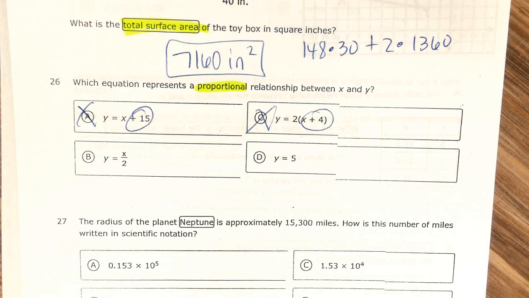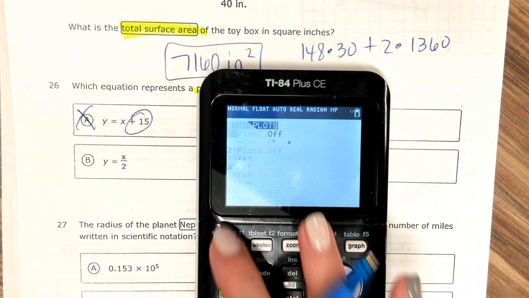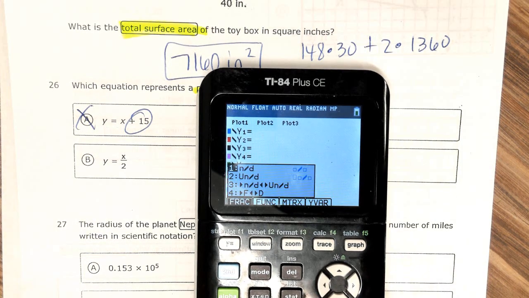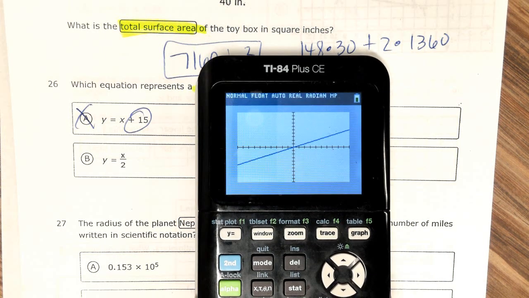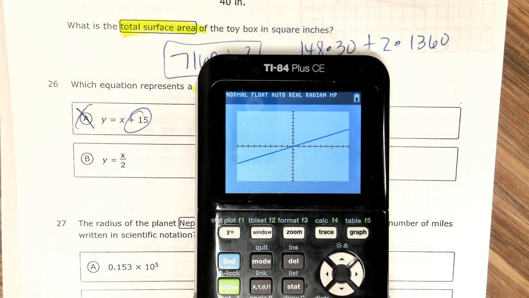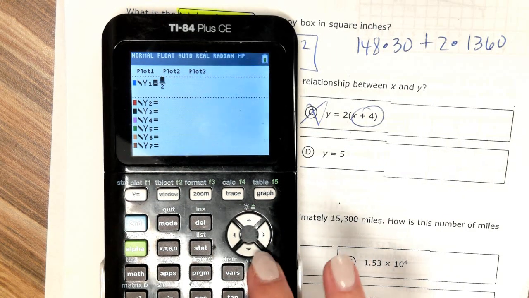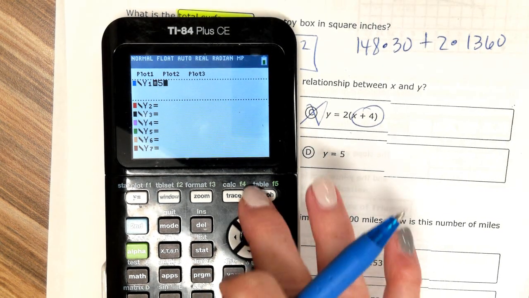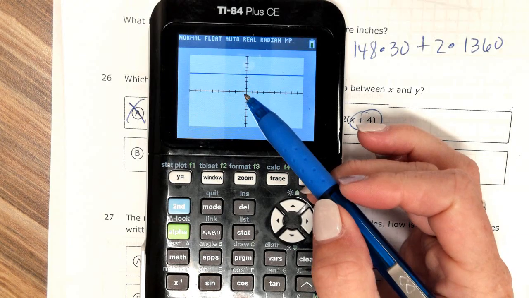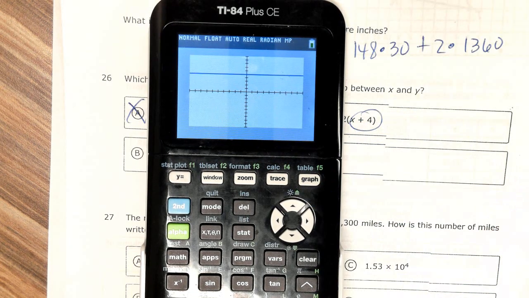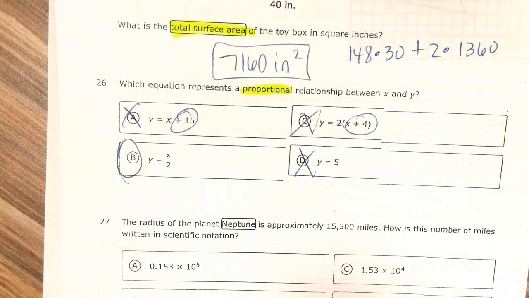Because I don't know between them. So look, if I go to y equals, clear everything out, and I type in x over 2. Oops, that's not what I meant to hit. X over 2, and I hit graph. Now, I'm zoomed in, so I can see, did that pass through the origin? So that's probably our answer. But now let's go check this one, y equals 5. And I hit graph. Did that pass through the origin? No. Guys, the origin is 0, 0 right here. It is not passed through. So there are other ways to check it. If you have 2 answers left and you don't know, use your calculator. B passes through the origin.